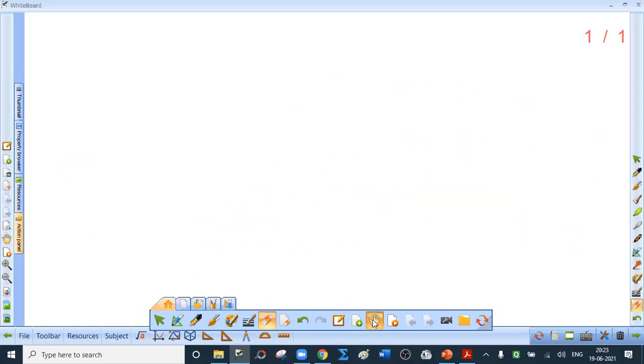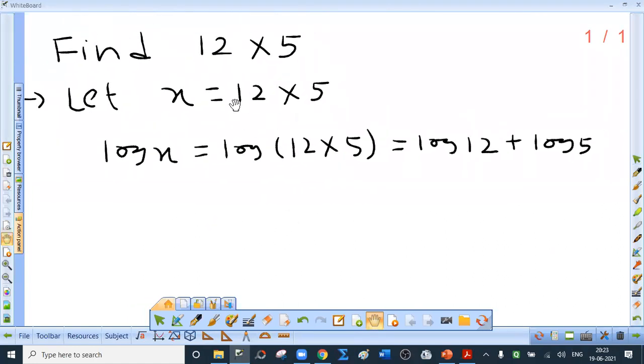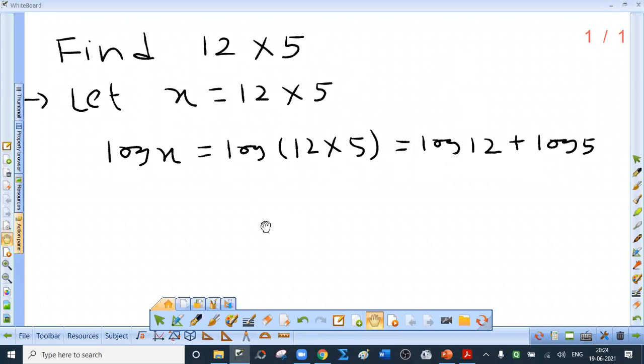Expected answer is what? Obviously, the expected answer is 60. Okay, let me explain. Suppose x equal to 12 into 5. Now take logarithm on both the sides. I have not mentioned the base because the base is 10 as we are using log tables. What is log mn? It is log m plus log n. Therefore, log x equal to.